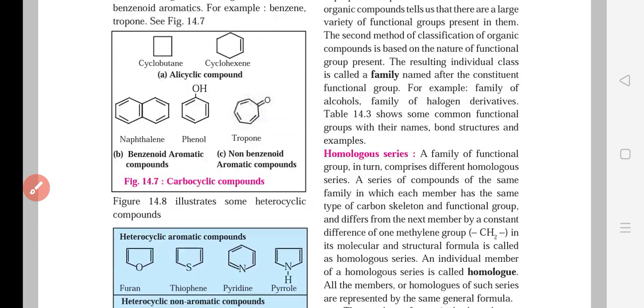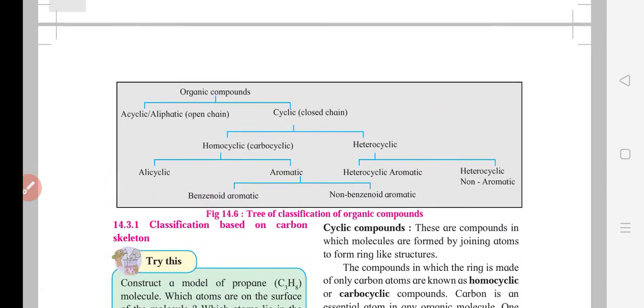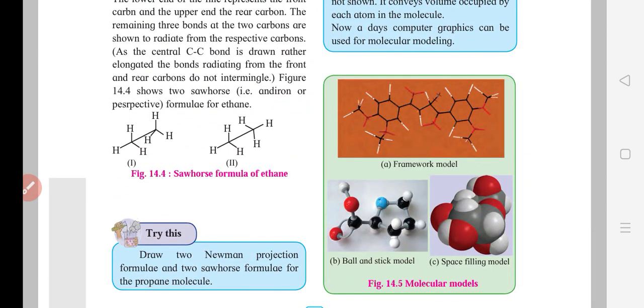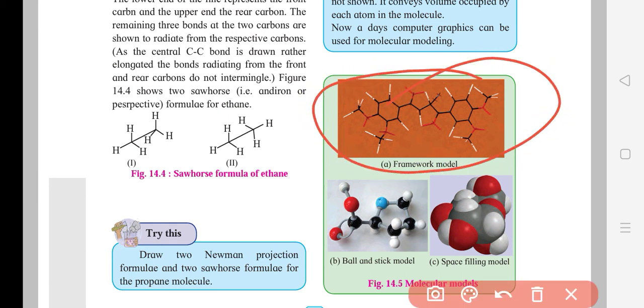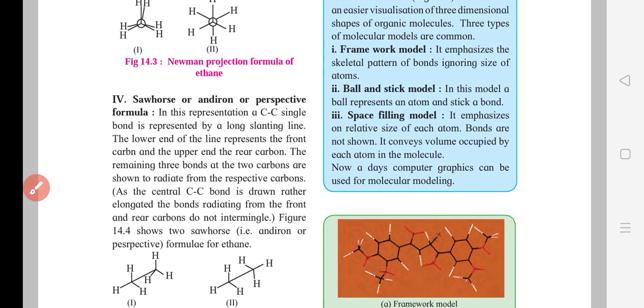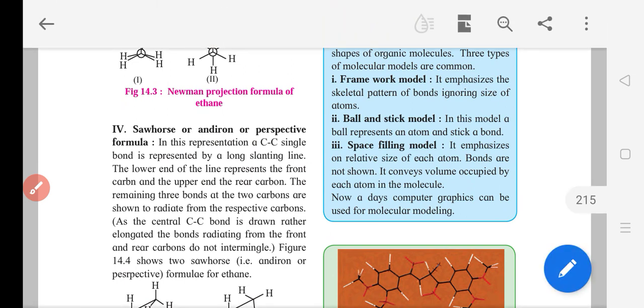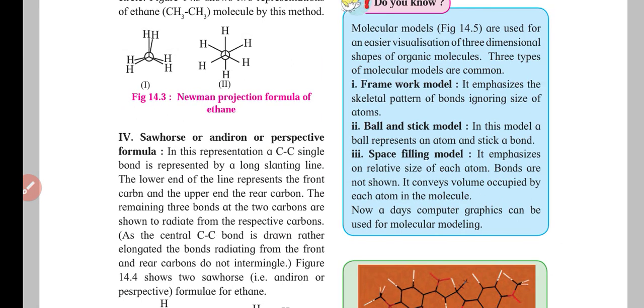And this is a structure I want to show you. This is called a framework model, and this is called a ball and stick model. The ball represents different atoms, and the stick represents the bond present in between. So these are the three generally used models to represent a molecular model.